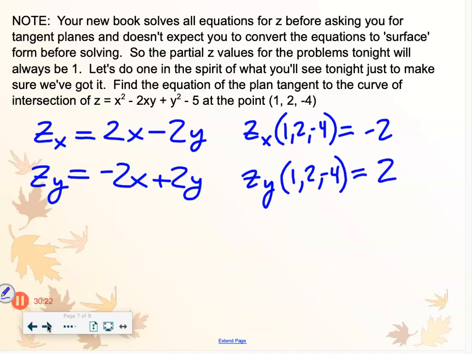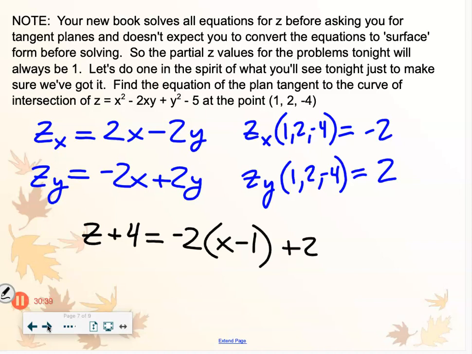Thank you. All right. So then the way that they are writing out the answer is they're saying z minus the z coordinate equals, and then negative 2 times x minus the x value plus 2 times y minus the y value. So they're doing it like that, because the slope for the z will always be 1. It's just what they're doing.